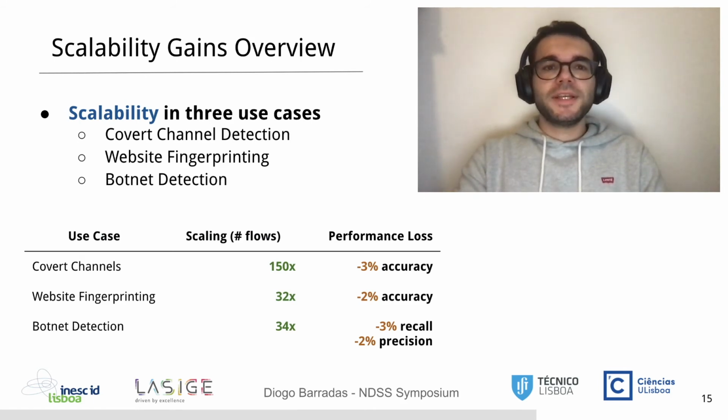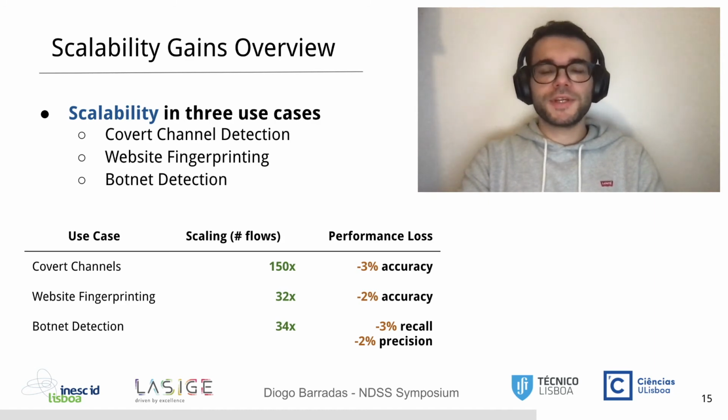This table shows us the scalability gains of FlowLens in 3 different use cases. For instance, we can see that in covert channel detection, we are able to scale the measurement of flows to over 150 times, while losing only 3% in the accuracy of these machine learning based tasks. Similarly, for website fingerprinting, we can scale the number of flows over 30 times and just lose 2% in the accuracy of this machine learning based task.